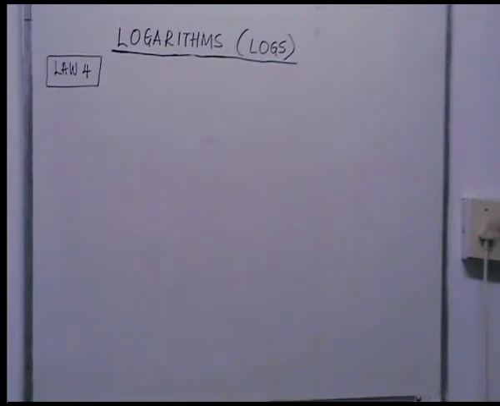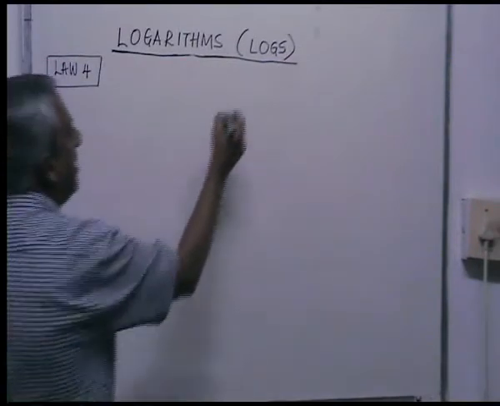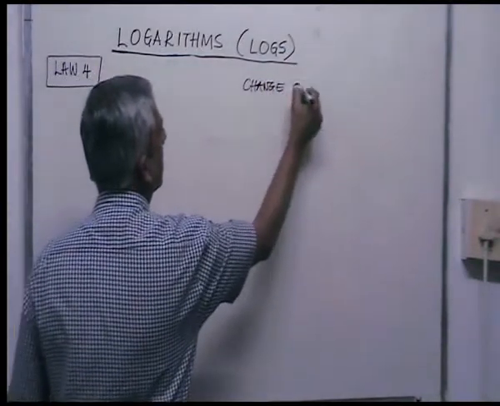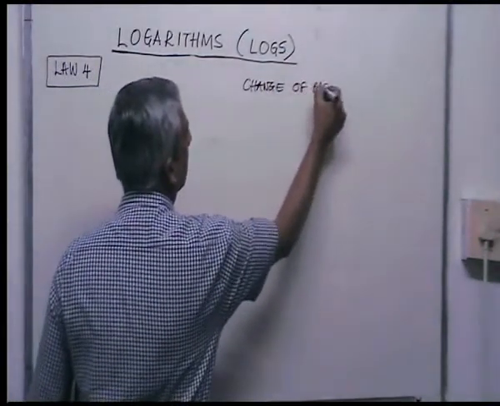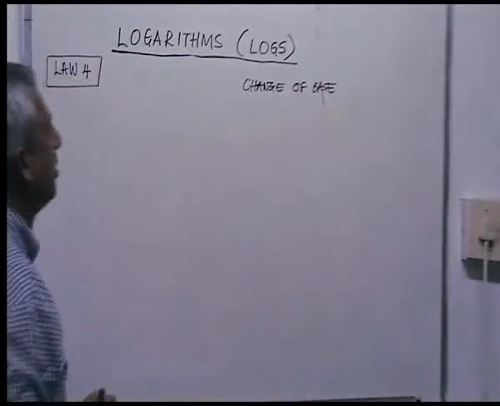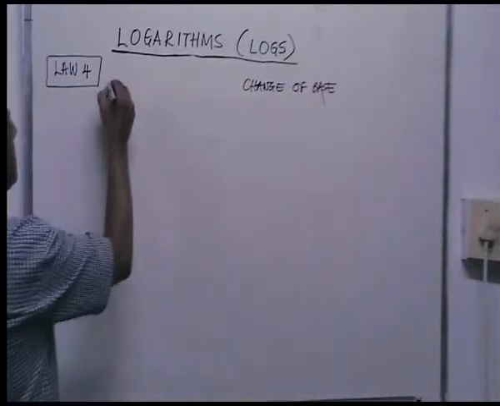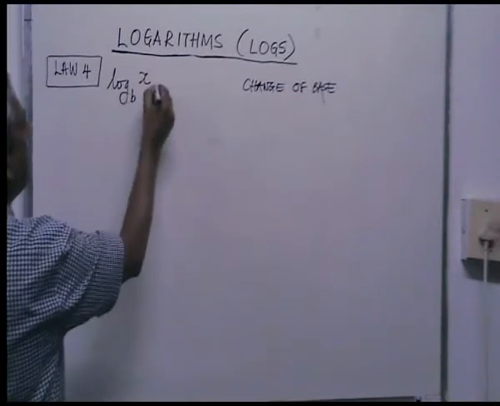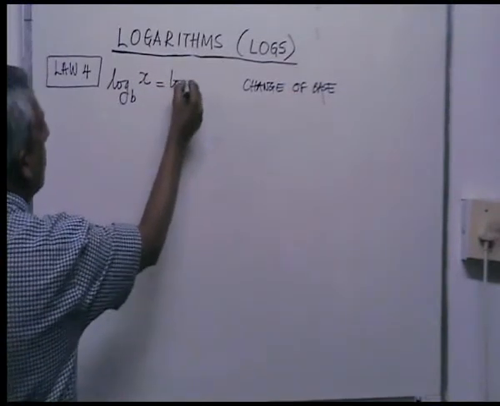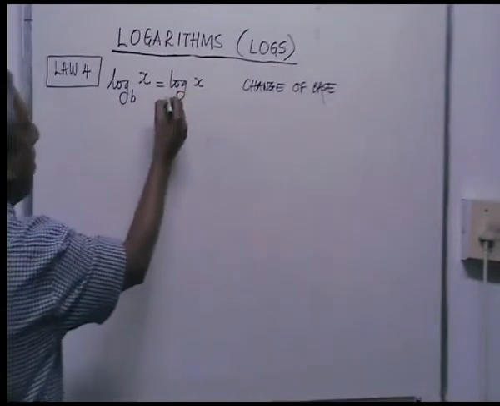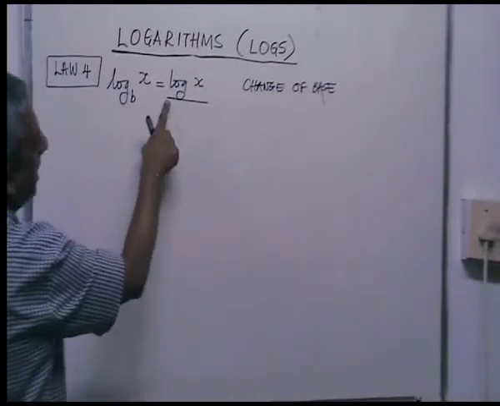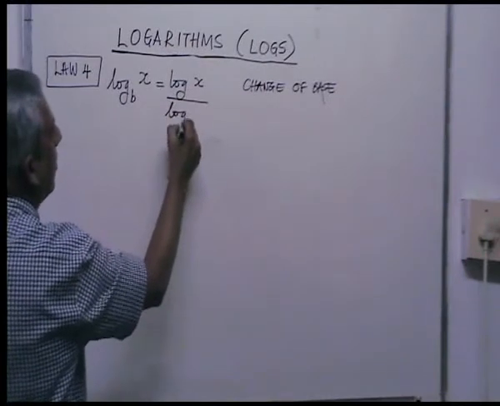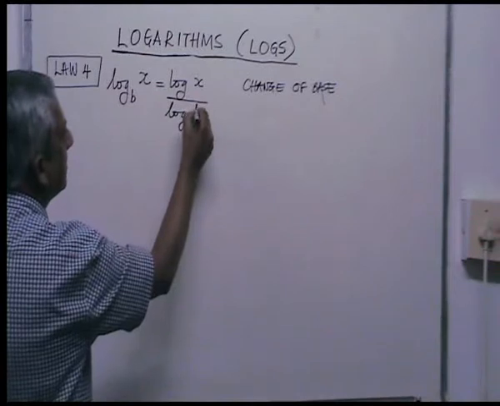Now law number 4 has got a special name and is called change of base. Change of base. So what does the law say? It says that, look, log of x to the base b is equal to log of x all over, watch that line, right from here till there, all over log of b.